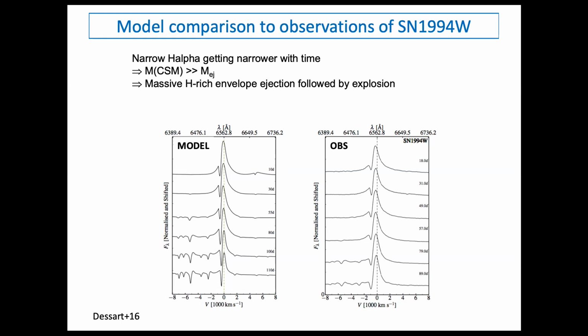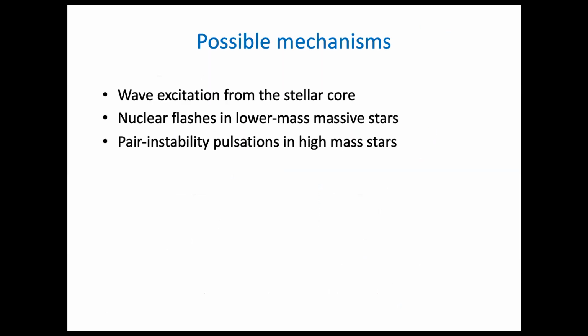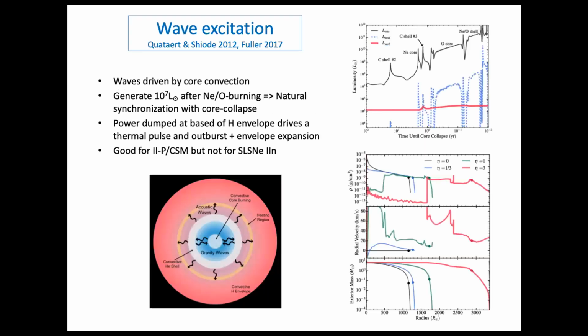And then you have a much larger efficiency of conversion of kinetic energy to radiative energy. So there are three possible mechanisms that are argued currently. The pair instability pulsation scenario has been known for quite a while, but these two here are quite recent, and so I will go briefly over this. Wave excitation was proposed by Quataert and Fuller in the last 10 years.